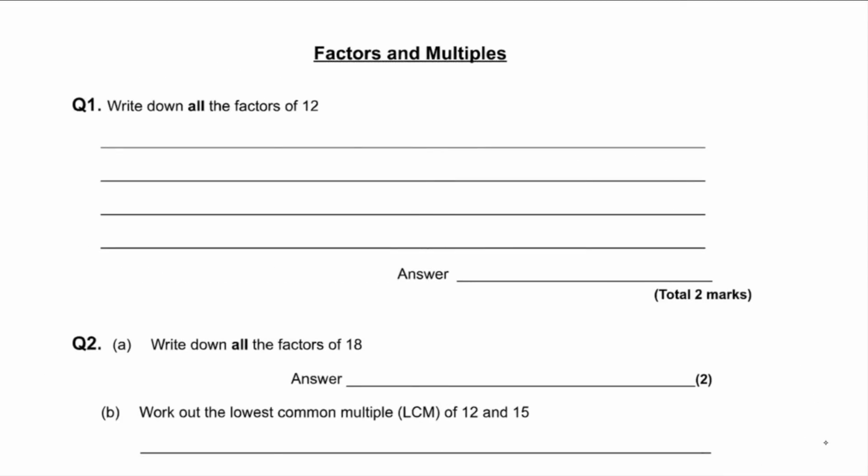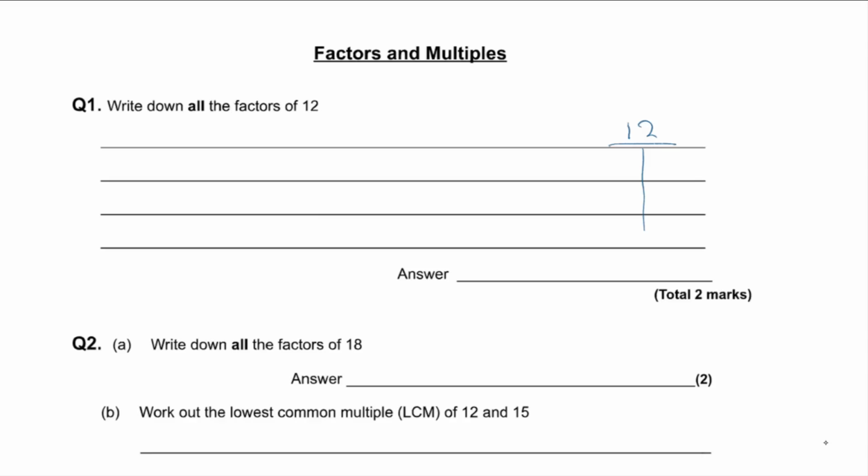First up, we're going to have a look at factors and multiples. Question 1, write down all the factors of 12. Now, don't get mixed up between factors and multiples. Factors are numbers that divide into your number without leaving a remainder, and the multiples are the numbers in that number's times table. So when looking at the factors of 12, we're looking at all the numbers that divide into 12 without leaving a remainder.